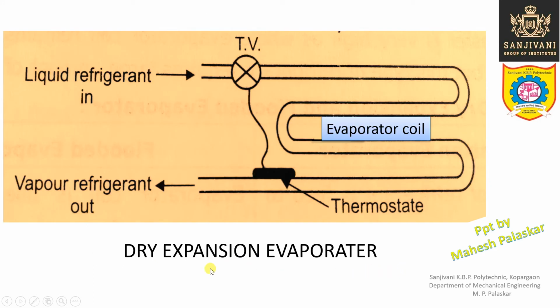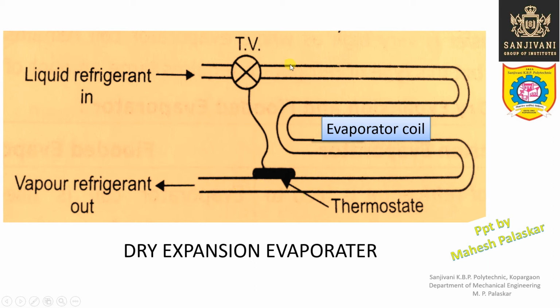Now let us study this first type of evaporator, that is the dry expansion evaporator, right? It is called the dry expansion evaporator because some part of this evaporator is always dry. This part of the evaporator, which is connected to the compressor, is always dry. Therefore, it is called the dry expansion evaporator.